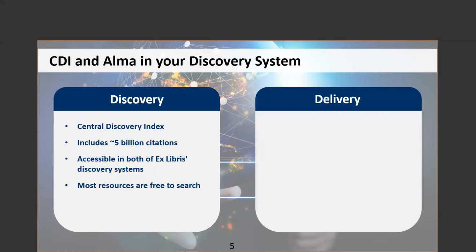Most of your resources are free to search. By free to search, I mean you're able to discover the citation whether or not you have full text access to it in Alma. So you're able to see that that citation exists. Maybe you find an article that you want, your library doesn't subscribe to it, but you're still able to see that it exists and what it exists in and that kind of information.